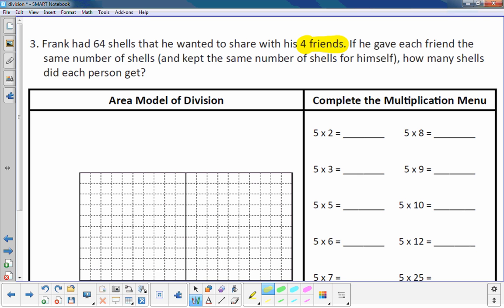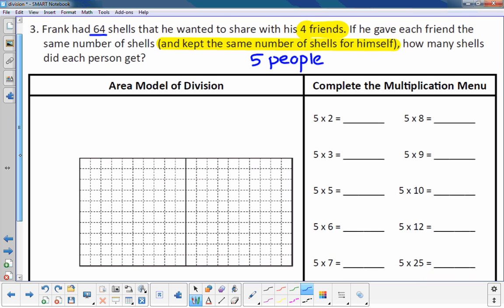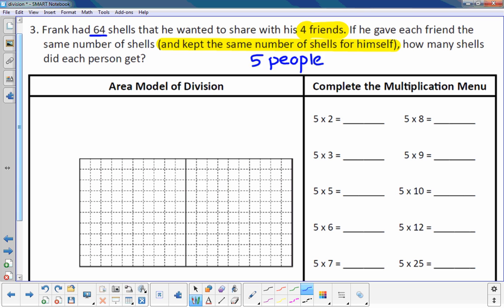4 friends. If he gave each friend the same number of shells, oh, wait a minute, and kept the same number of shells for himself, well, that'd be 5 people. 5 people are going to share these shells. So I see why he has a 5 there now. Okay, Mr. Knowles. Underline that 64 there. I'm going to do my multiplication menu quickly of my 5s because I know them pretty well. I hope that you do too.